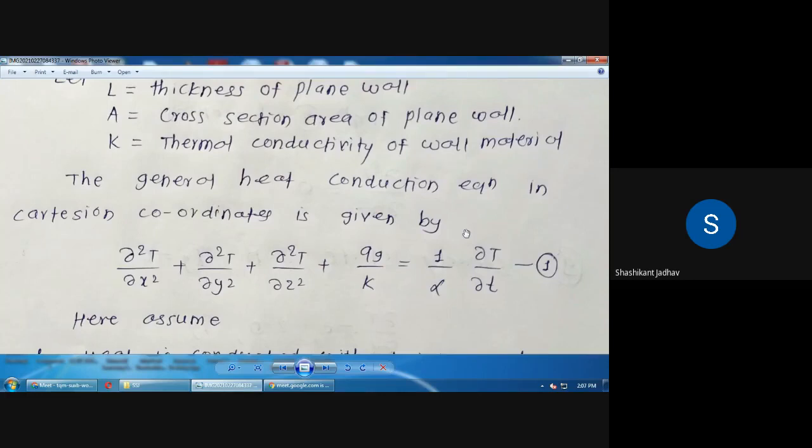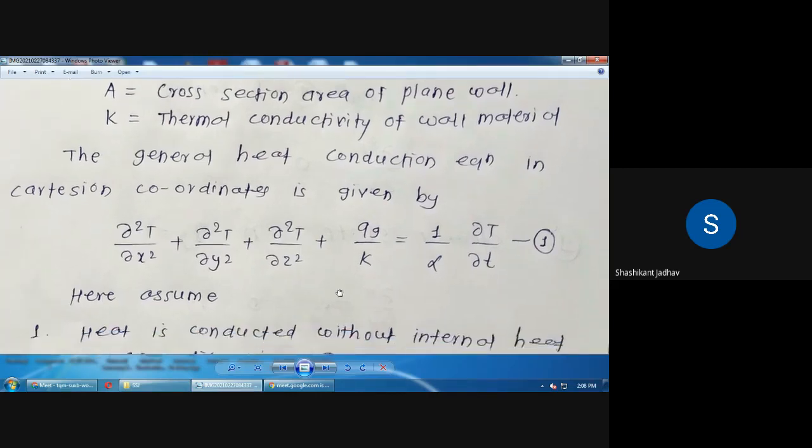But as per the conditions, we have to remove terms from this equation. Suppose one dimensional heat flow is there, then the terms in y and z become 0. If internal heat generation is not there, then Qg by K is equal to 0. So we have to take some assumptions, and because of those assumptions we find the value of Q. Write down the different assumptions we consider for deriving this Q.